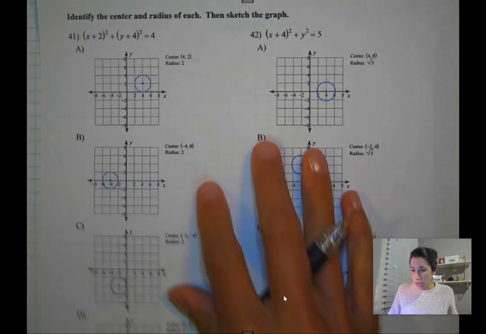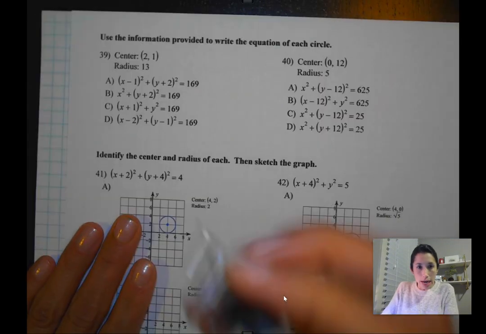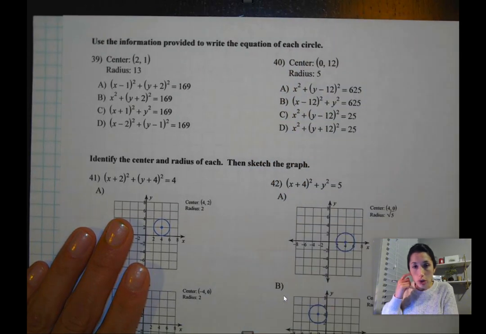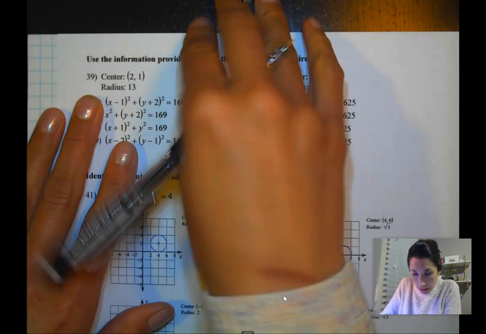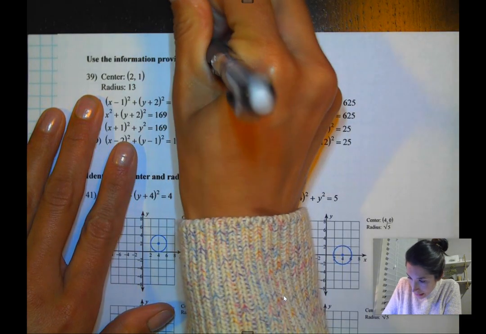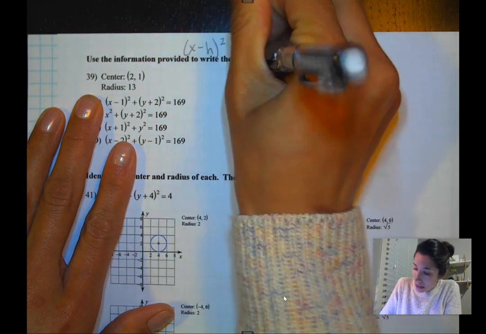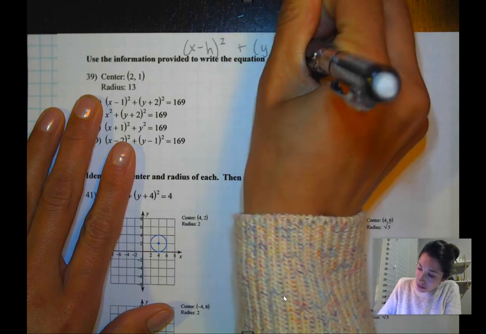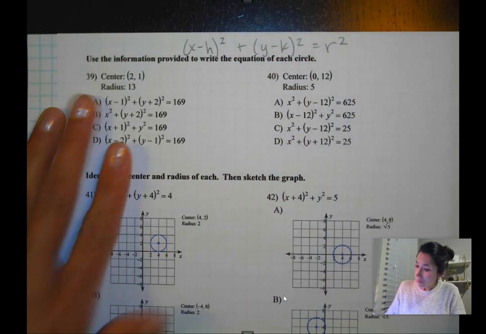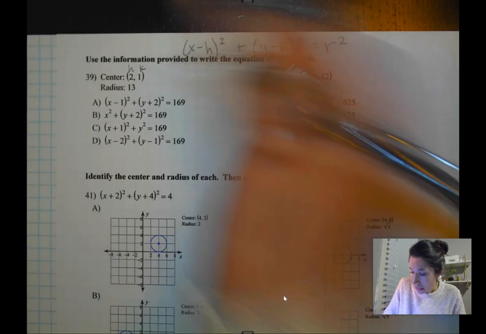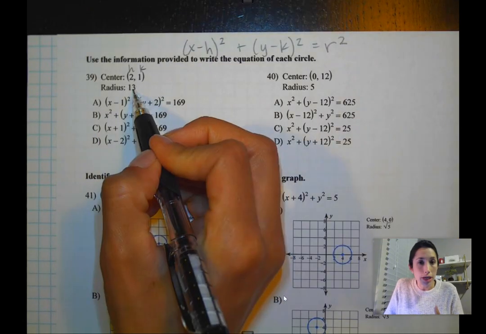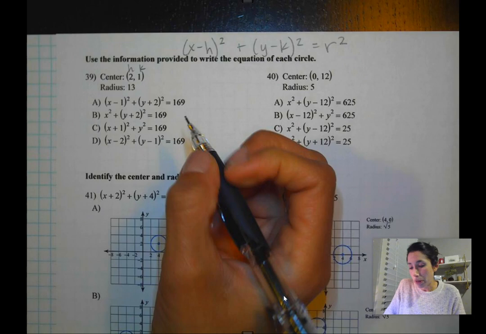And on to the last page, we have some equations of circles here. So question 39, we have our center of our circle. So remember the equation of a circle, write this at the top, x minus h in parentheses squared plus y minus k in parentheses squared equals the radius squared. So remember this is the h and this is the k, and then this is r for a radius, which we're plugging into our formula.